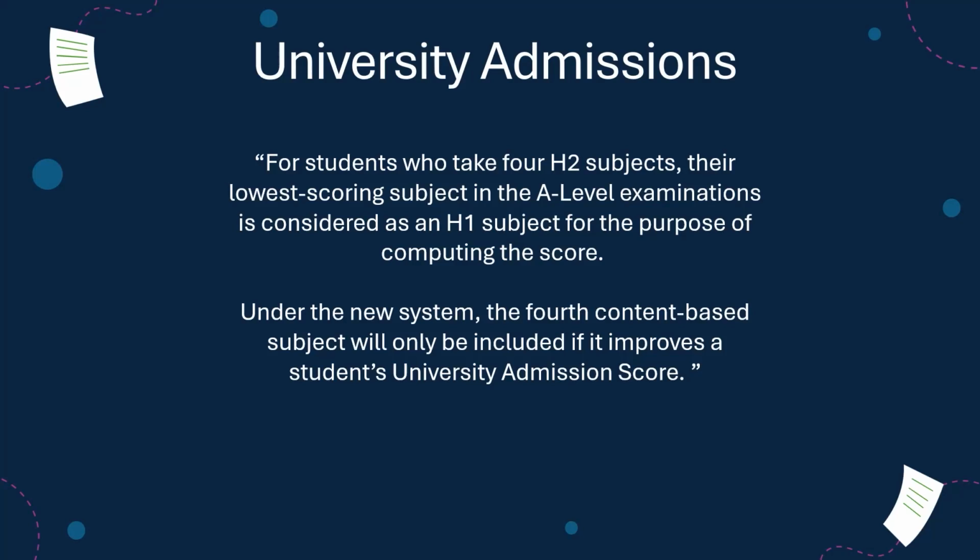If you take 4 H2 subjects, your weakest H2 subject will be converted to a H1 for the sake of the overall calculation. What this means for you is that you don't have to worry too much about scoring very well for your H1 subjects, and you can feel a little bit freer to take subjects that interest you, even if you aren't extremely confident in scoring for them.